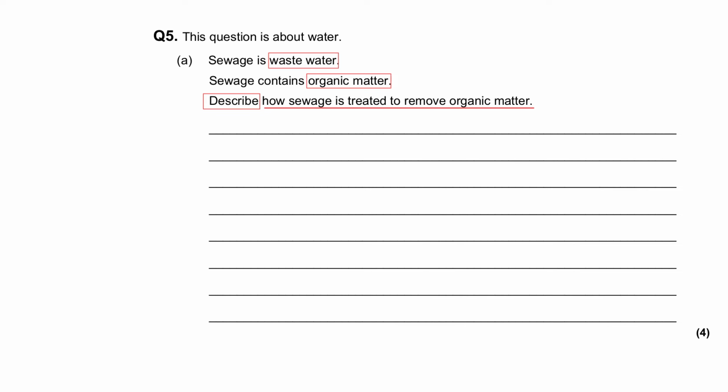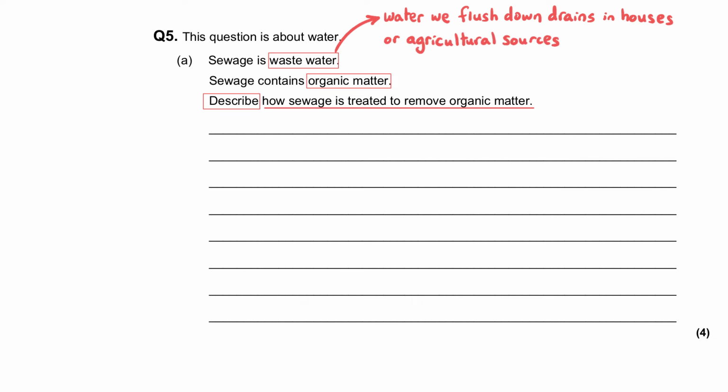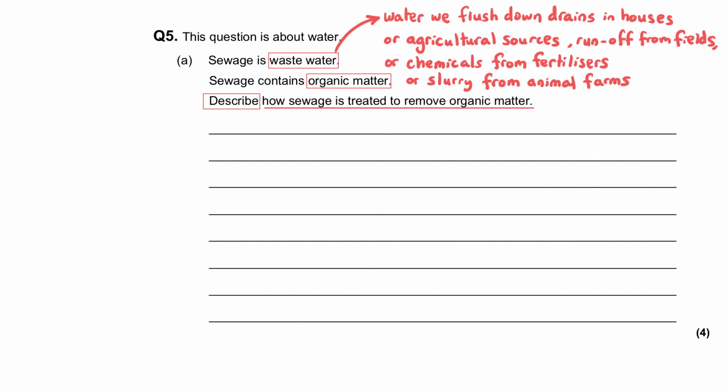Well, sewage generally is a name for anything really that enters into our sewers. So that's water from when you flush your toilet and when it goes down the drain, when it comes from agricultural systems, so runoff from fields, and chemicals and fertilizers that might have been used in industry, and things like slurry from animal farms. This is all classed as sewage, and so the range of organic matter that it might contain is quite varied, and so there are a number of different processes that need to be carried out to make this safe to enter our regular water system.